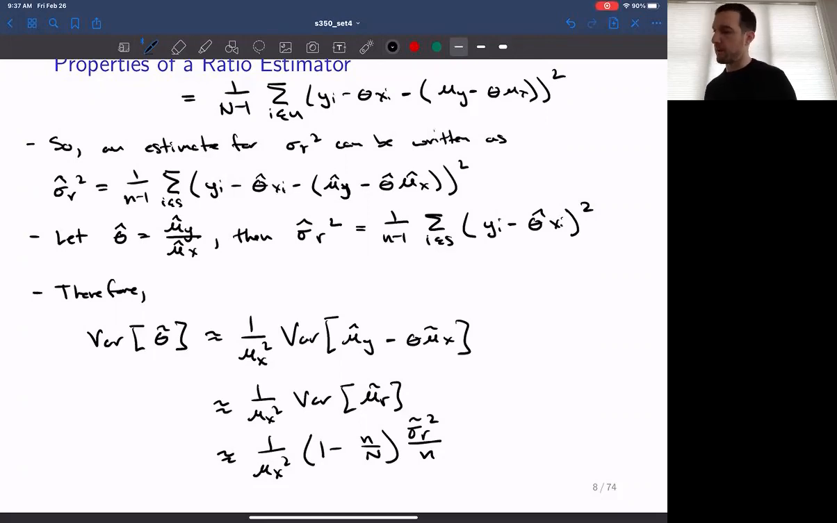So the approximation that we're going to be using throughout the study looks very similar to what we had in the simple random sampling case, except that we have the 1 over mu x squared term out front. And the sigma r squared, the estimate for the ratios, is going to be 1 over n minus 1 times the sum across all values in the sample of each yi, which is the variable of interest, minus the estimate of the ratio times the auxiliary variable, squared. So we have a slightly different standard deviation measure that we would have to compute if we were doing this from scratch.